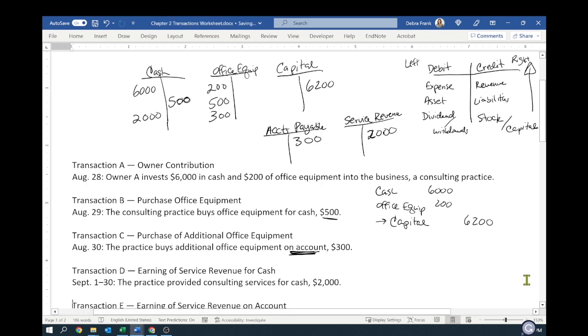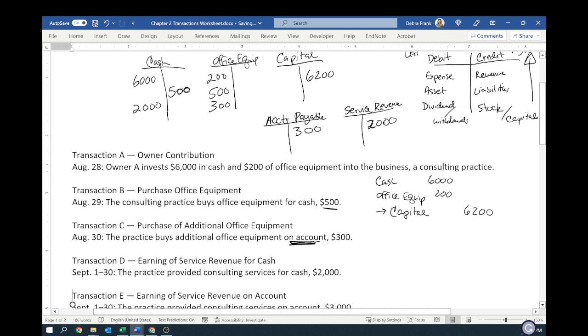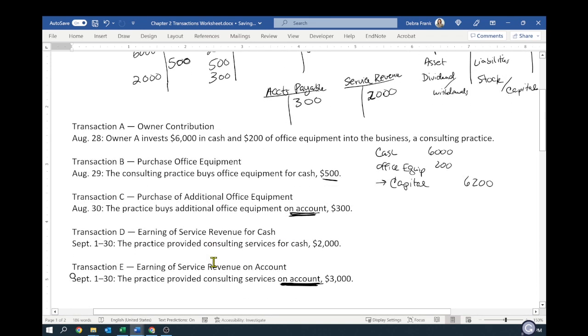Let's peek at this E. Why not? We're on a roll. I promised this last one. Okay, this says they provided consulting services on account. Oh, I'm happy we did this one. It is on account. So we didn't get $3,000 of cash. We provided the services. That means we earned. Oops, let's go back. Stop moving around.